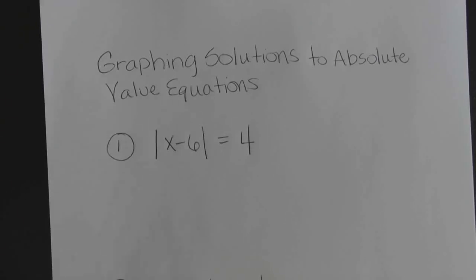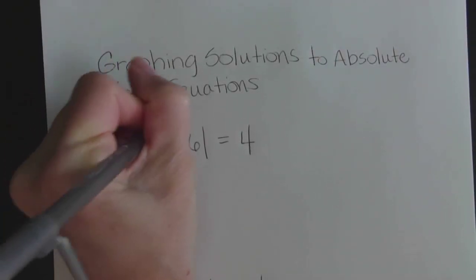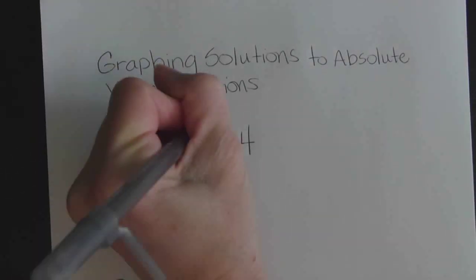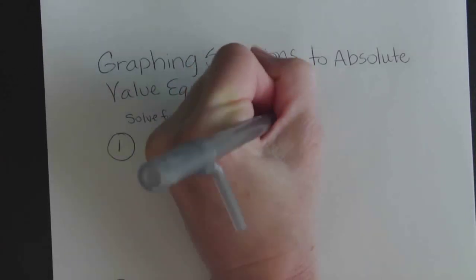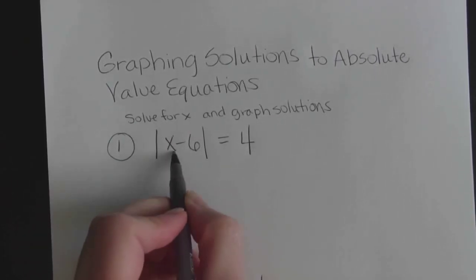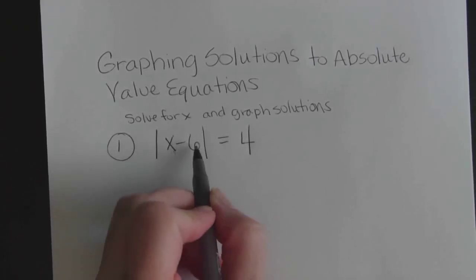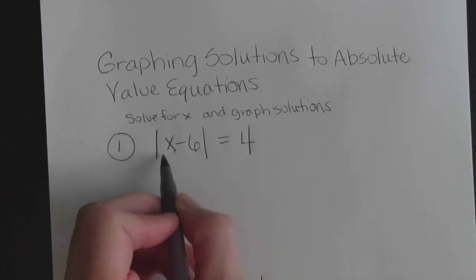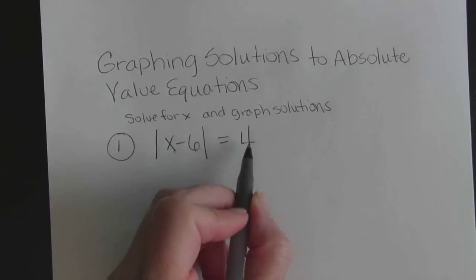The problem says, and really what I'm going to do is I'm going to solve for x, and graph solutions. So that will be for each problem. I'm going to solve for the variable, graph the solution. So really what I'm asking, guys, is what number can go in here, granny style, so that when I take that number and subtract 6, and then take the absolute value of whatever I get, I get 4.